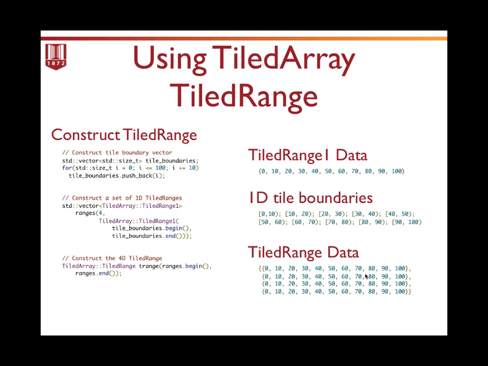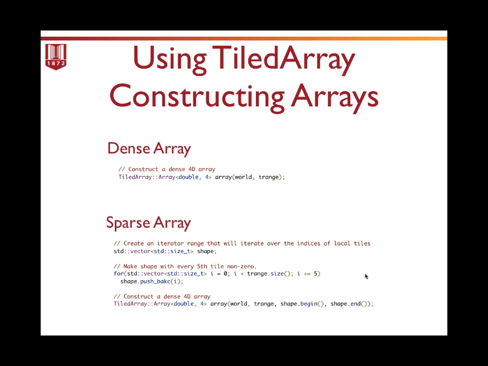Once we've constructed the tiled range, then we go on to construct the actual tile or tensor objects. So here we have an array that stores double elements and has 4 dimensions. The arguments passed to it would be a world object, which is the madness equivalent of COMM_WORLD in MPI, and then the tiled range that we constructed in the previous slide.